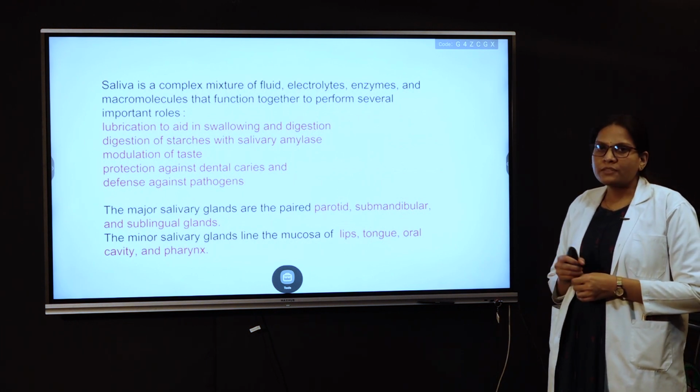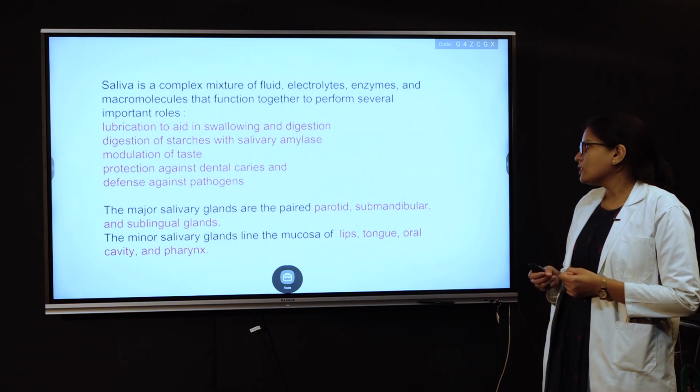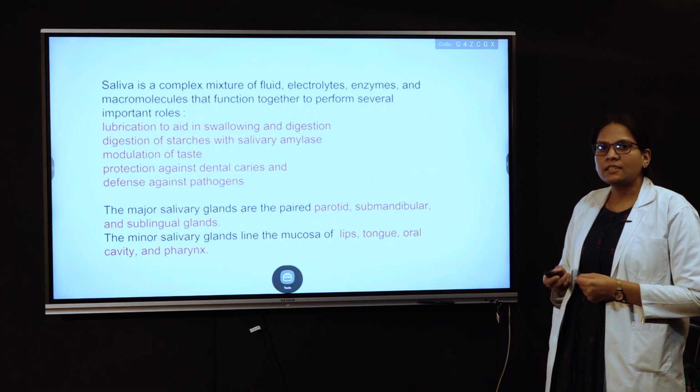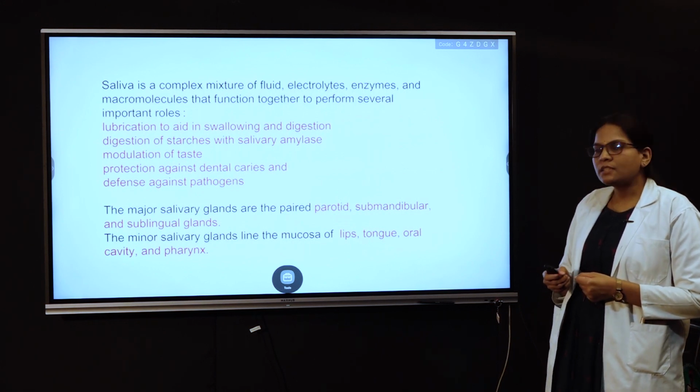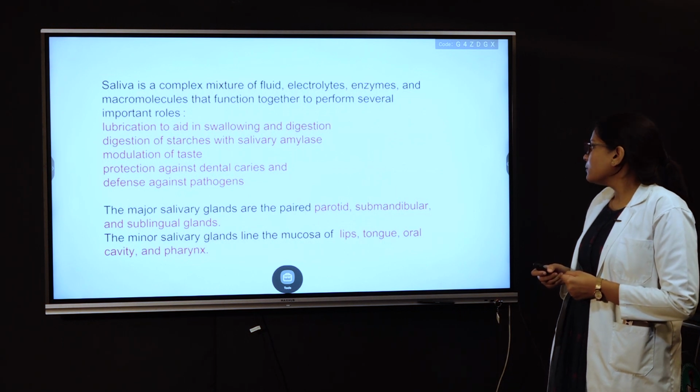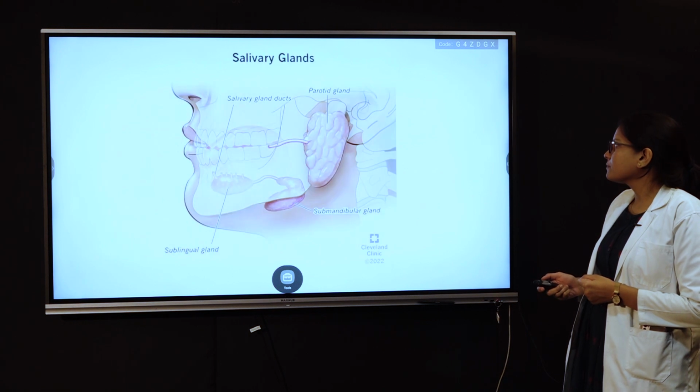So we have two groups of salivary glands. One is your major salivary glands and the minor salivary glands. So the major salivary glands are your parotid gland, submandibular gland and sublingual gland, and the minor salivary glands are numerous and which are distributed over the mucosa of lips, tongue, oral cavity and pharynx.